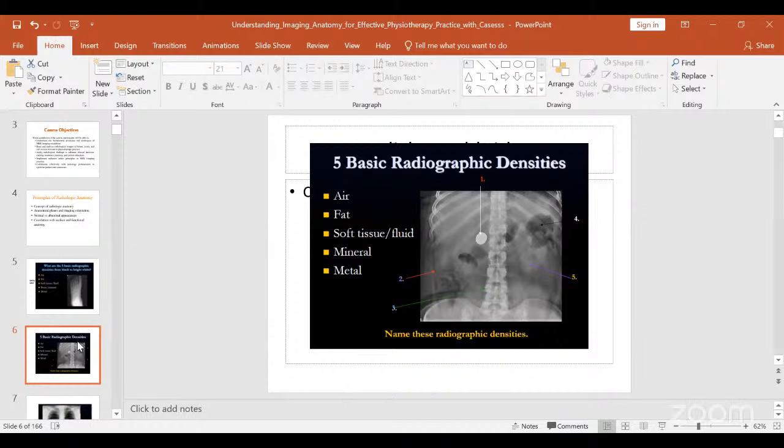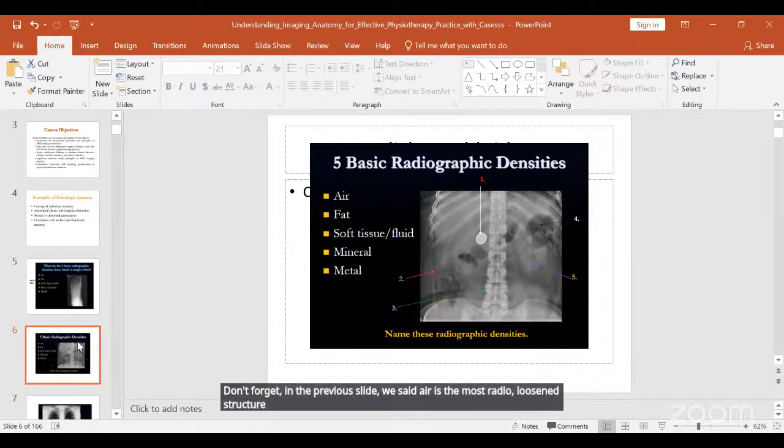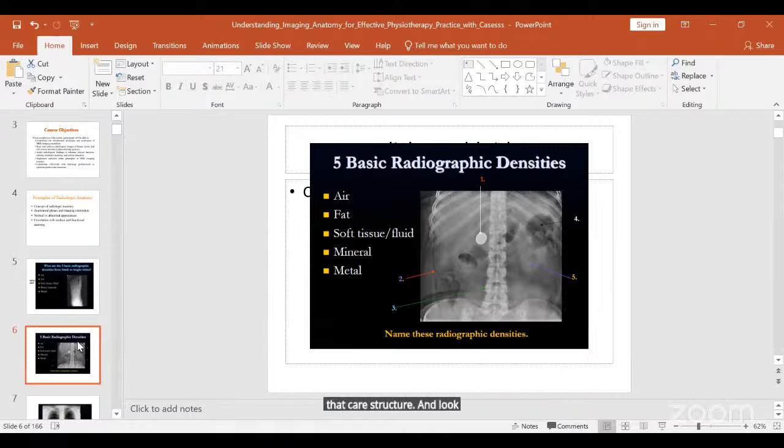Number 1 is air. Okay, number 1 is air. Any other contrary suggestion? Don't forget in the previous slide, we said air is the most radiolucent structure. And when we say radiolucent, it means what? Darkest structure. And look at number 1. Is there a dark structure that is being pinpointed?